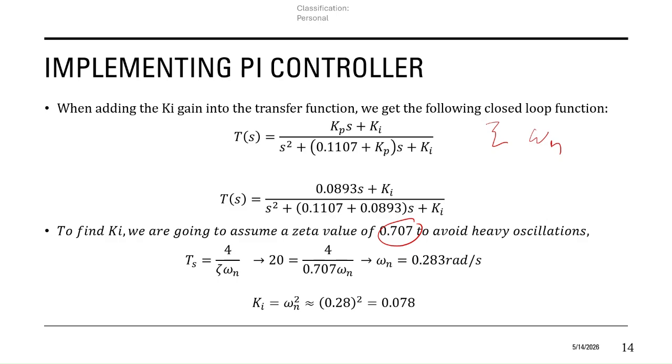So if I solve Ts equals 4 over zeta times omega n, where zeta equals 0.707 and the time equals 20, I find that omega n is equal to 0.283 radians per second, which I can find Ki from as well. So Ki equals 0.078.